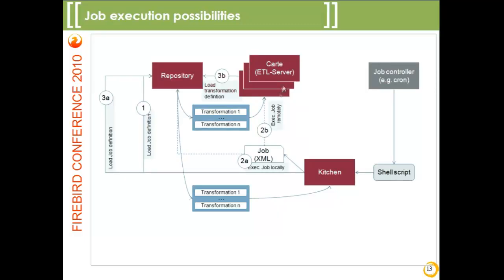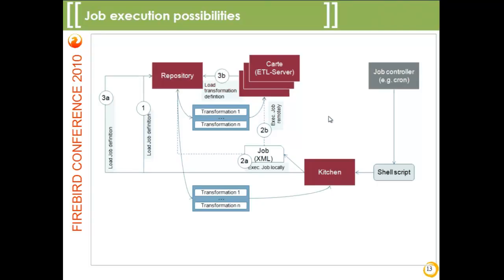There is a server called Carte where you can submit a job execution, and the repository is the database repository. Those are two possibilities. Basically, you can execute the job in Kitchen. In that case, it uses this CPU to load the data. It also has to have the possibility to connect to all the data sources that you have in your transformations there.